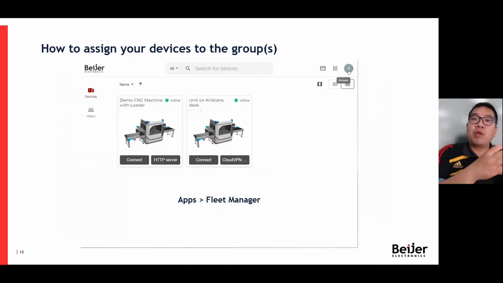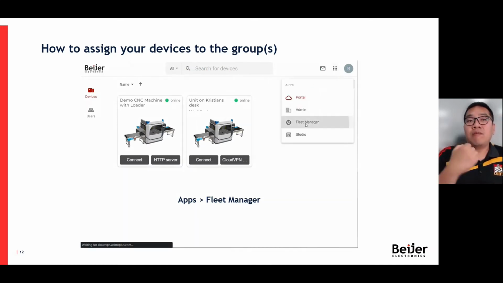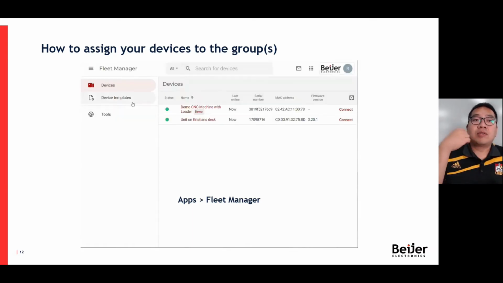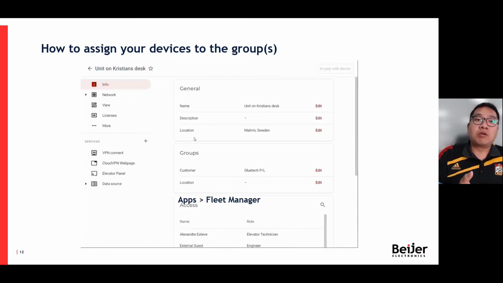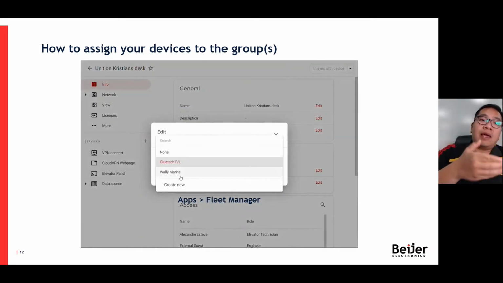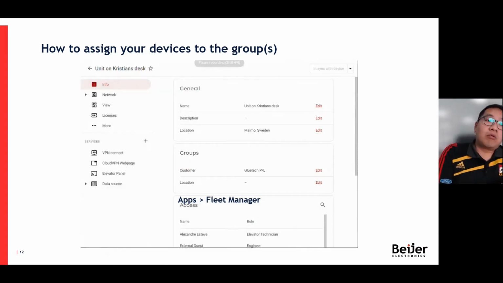And after which, you'll be wondering how you can assign different devices to the different groups, of course. And that can be done quite easily as well. So you go to apps, and then you go to Fleet Manager. Select the device that you want, click on groups, and then select which group it belongs to. One device can actually belong to multiple groups as well.